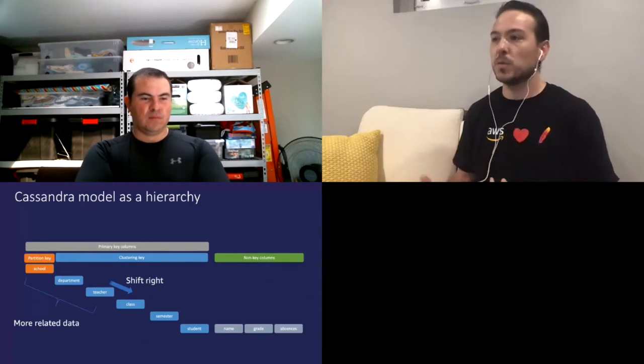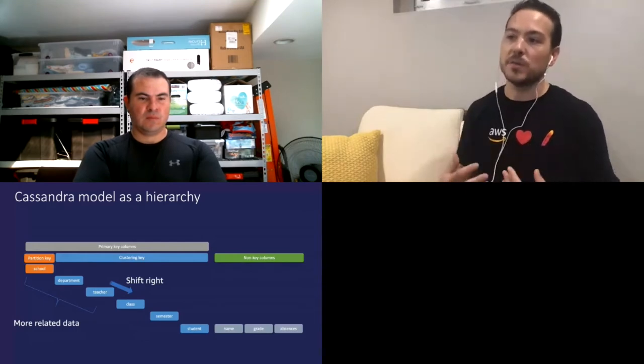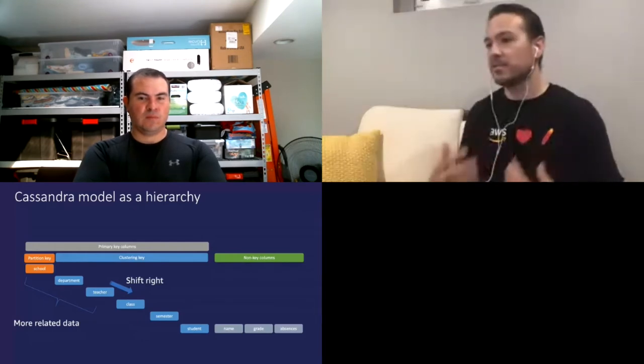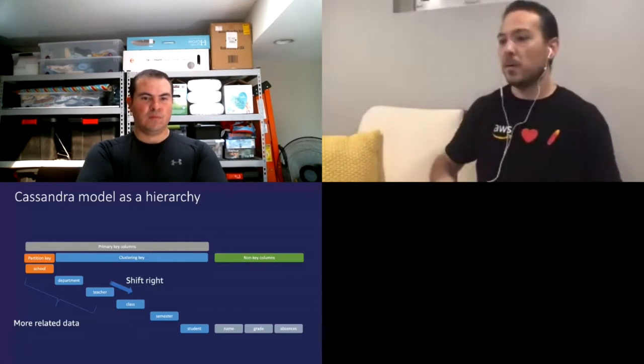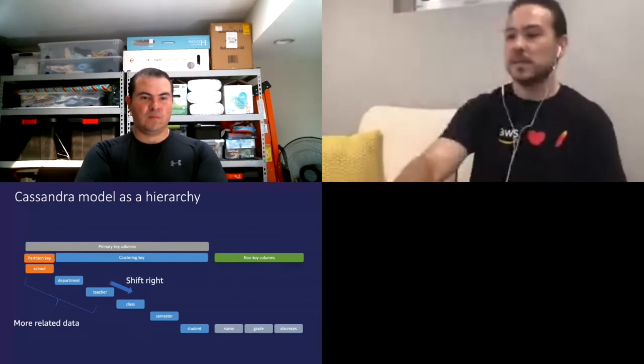So if school is not accessed often or there are enough schools to provide even distribution, then I may want to keep all the departments, teachers, and classes, et cetera, within my clustering key. This way I can provide a lot of different metrics and aggregations of data on that clustering key with a single query and really provide consistent lookup latencies.